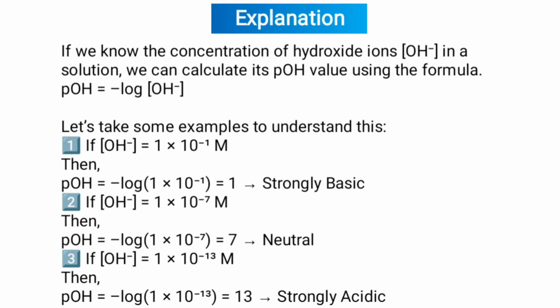The second one: if the concentration of OH- ion is equal to 1 multiplied by 10 raised to the power minus 7 M, then pOH is equal to negative log of 1 multiplied by 10 raised to the power minus 7, which is equal to 7. It is neutral. And the third one: if the concentration of OH- ion is equal to 1 multiplied by 10 raised to the power minus 13 M, then pOH is equal to 13, which is strongly acidic.